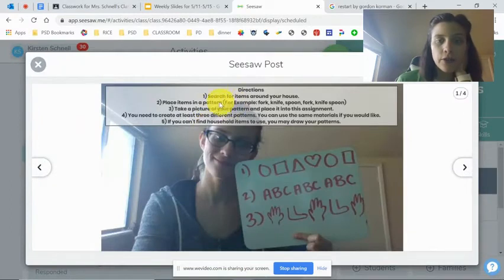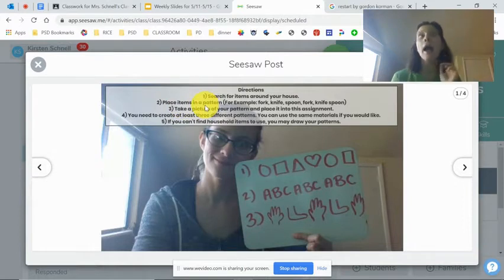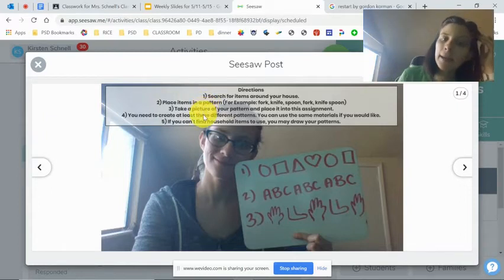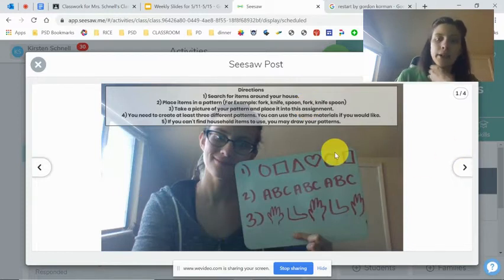So you are going to search for items around your house. You're going to place the items in a pattern. I was thinking like you could do fork, knife, spoon, fork, knife, spoon, or maybe fork, fork, knife, spoon, fork, fork, knife, spoon. Or maybe you could do pen, pencil, marker, pen, pencil, marker, or book, book, computer. Some sort of pattern. You're going to take a picture of your pattern and place it into this assignment, kind of like what I did here.